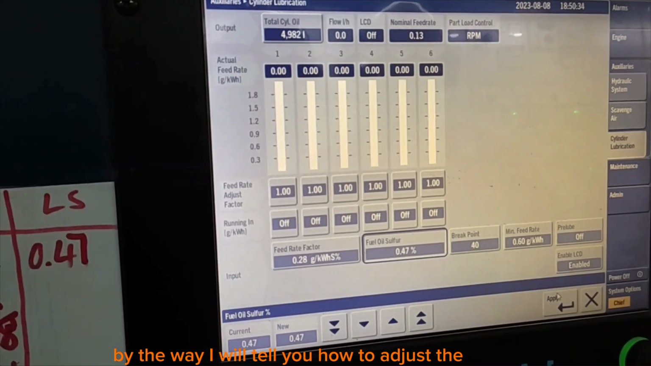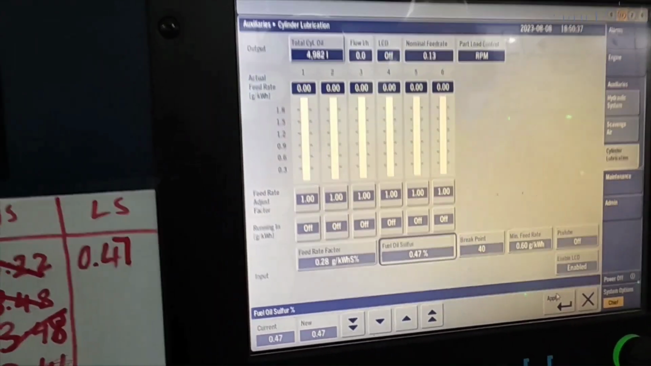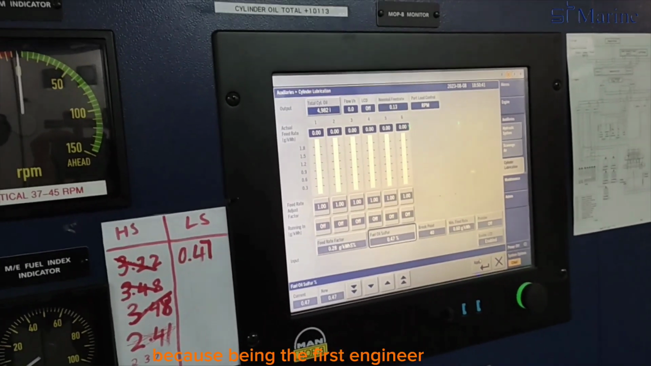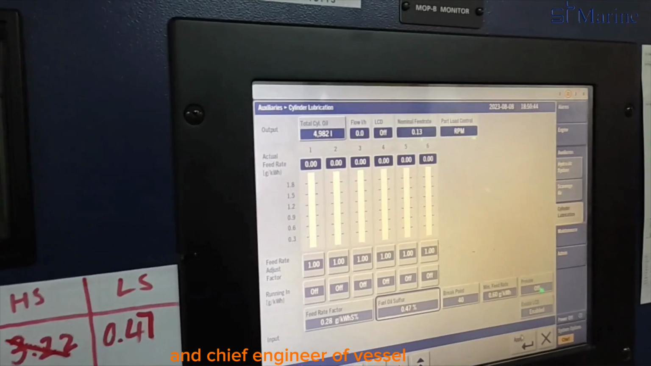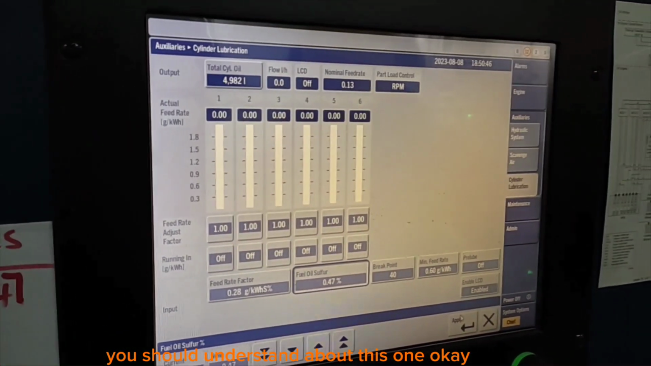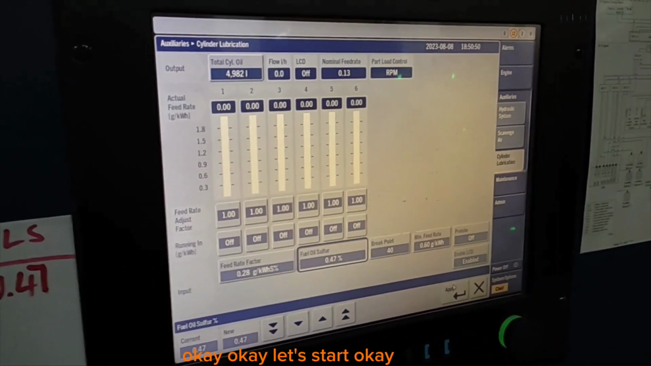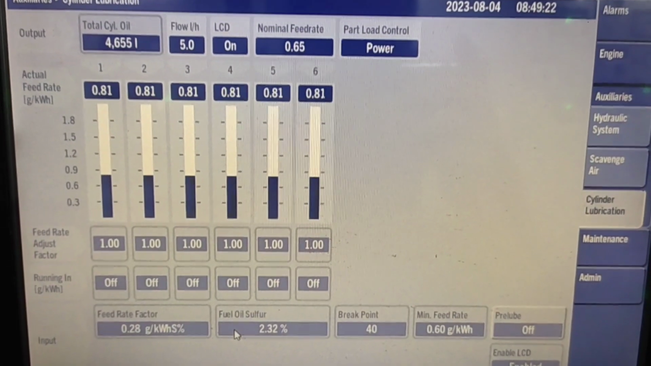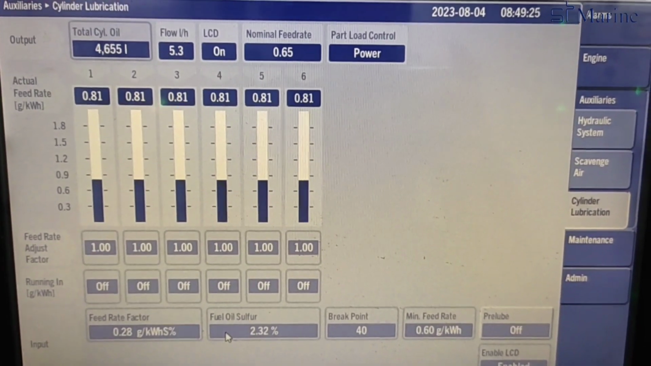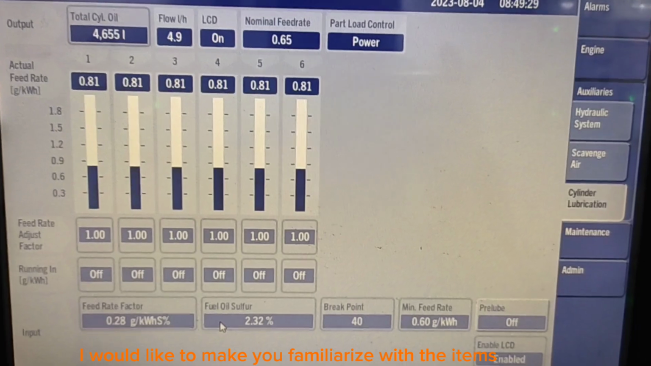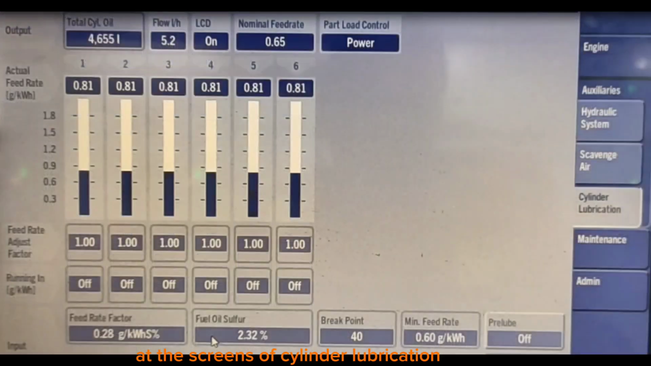By the way, I will tell you how to adjust the feed rate for cylinder oil, because being the first engineer and chief engineer of the vessel, you should understand this. Let's start. First of all, I would like to familiarize you with the items on the screen of cylinder lubrication, with the description and function of each.